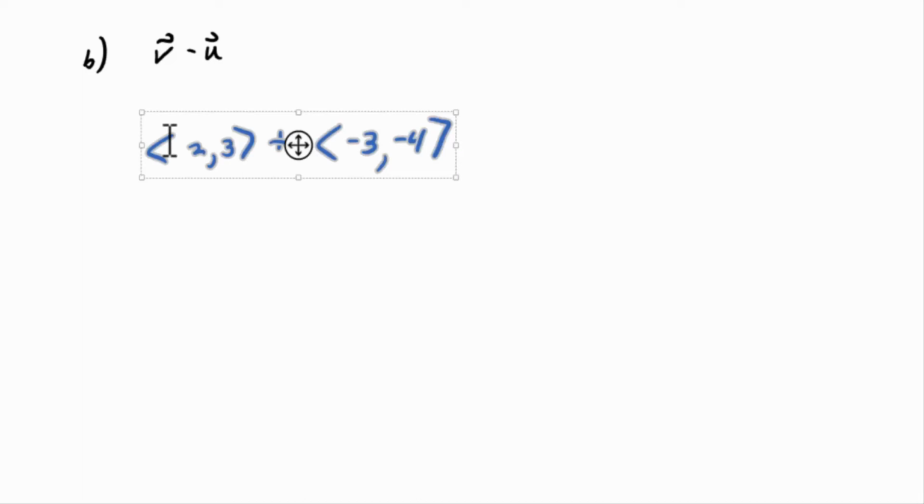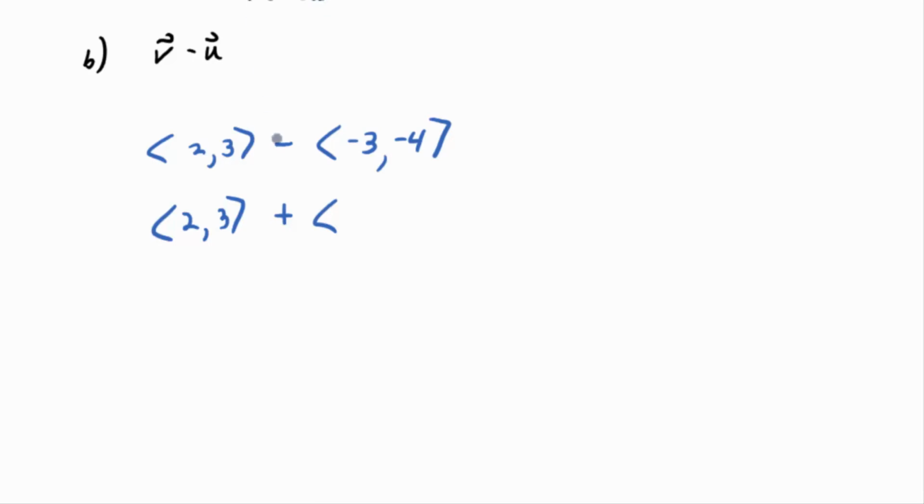Okay, now v minus u. Let me take a copy of what I just wrote down. In the last problem, this first guy, 2, 3, was v, and the second guy, -3, -4, was u. But what am I going to change here? Just the plus to a minus. Now, you can define subtraction using addition, right? So what does this become if you want to write it using addition and in component form before you combine it? It'd be plus what?